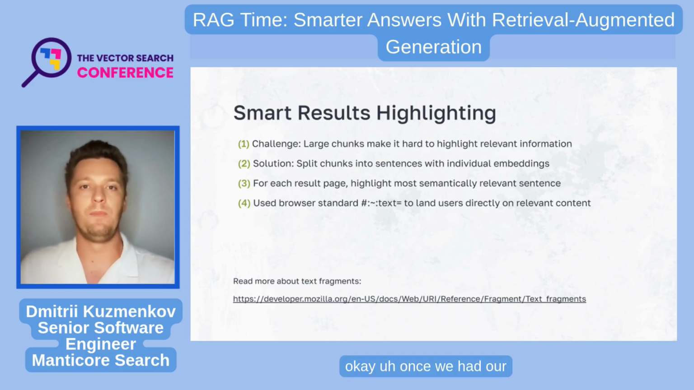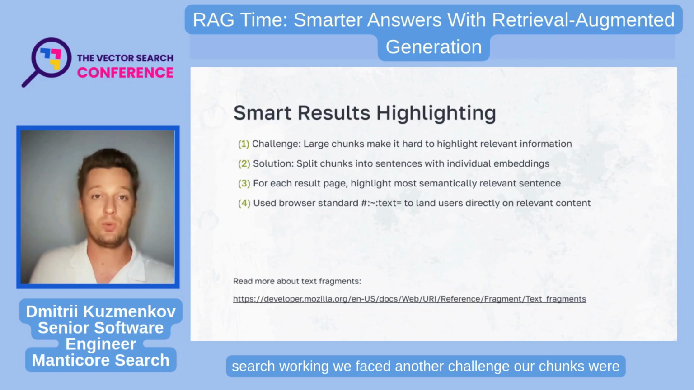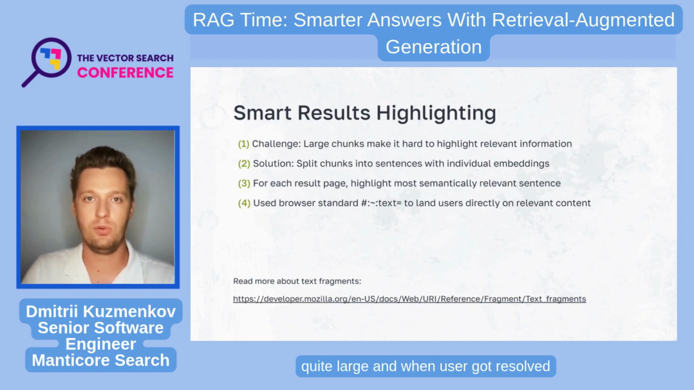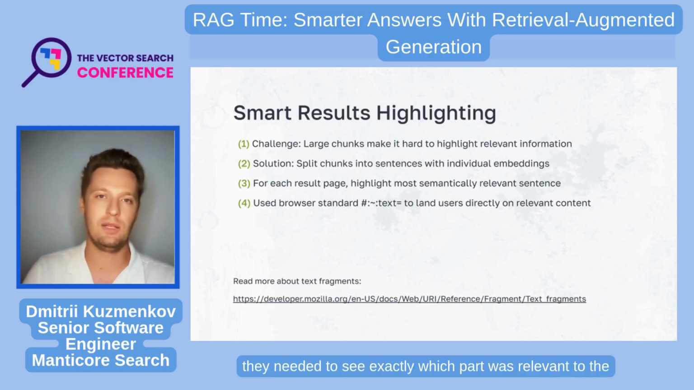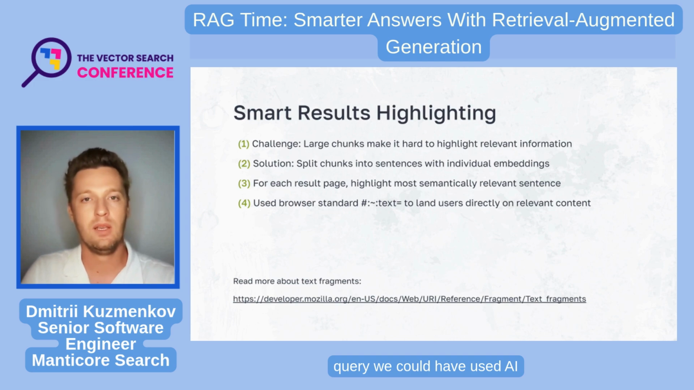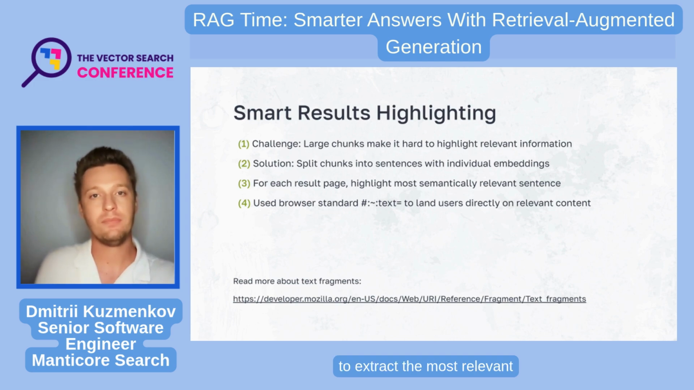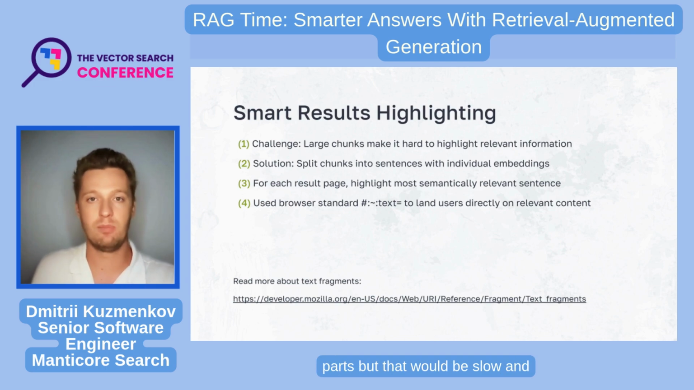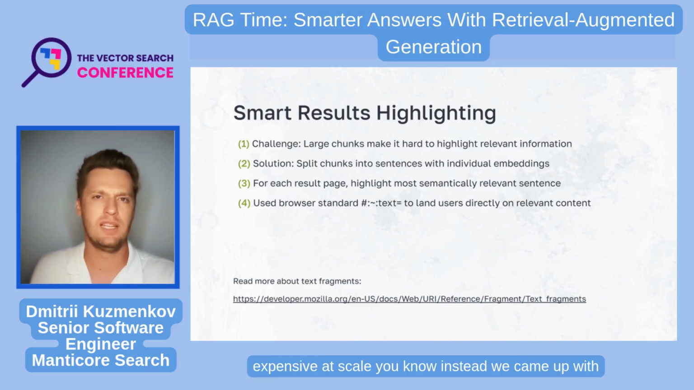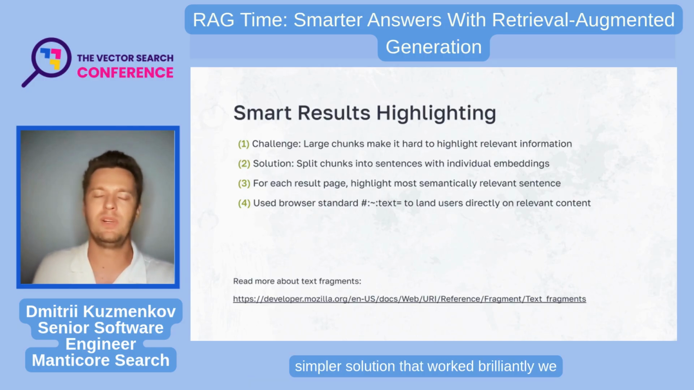Once we had our search working, we faced another challenge. Our chunks were quite large, and when users got results, they needed to see exactly which part was relevant to their query. We could have used AI to extract the most relevant parts, but that would be slow and expensive at scale. Instead, we came up with a simpler solution that worked brilliantly.